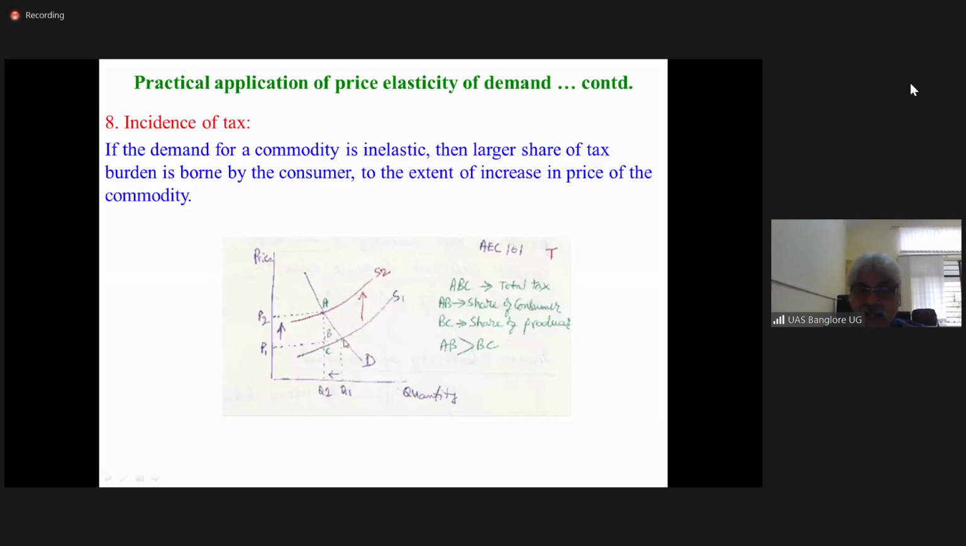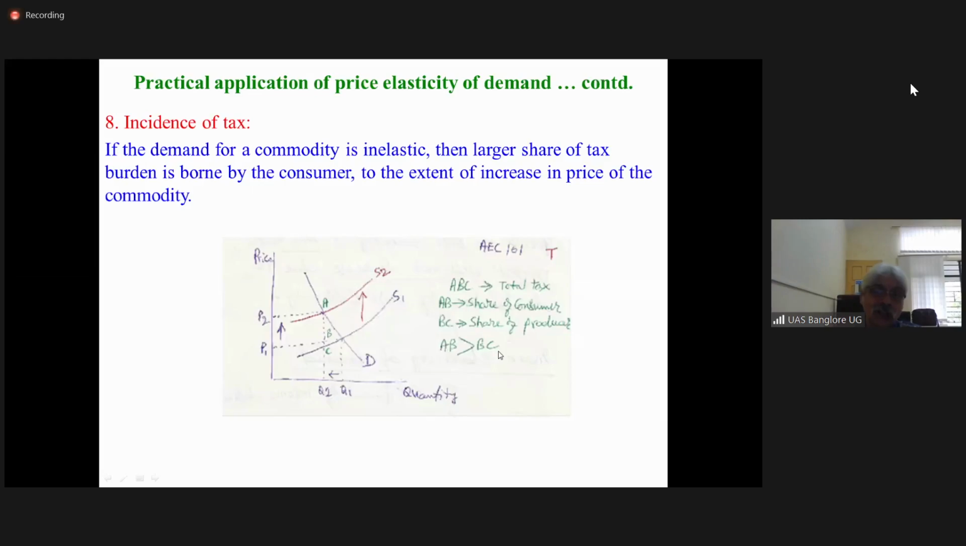Here in this graph, A, B, C, this portion represents the total tax. Of this, the upper portion is the share of consumer and the lower portion is the share of the producer. AB here is greater than BC. This small portion is producer's share. This larger portion is consumer's share. So share of consumer is more than share of producer.